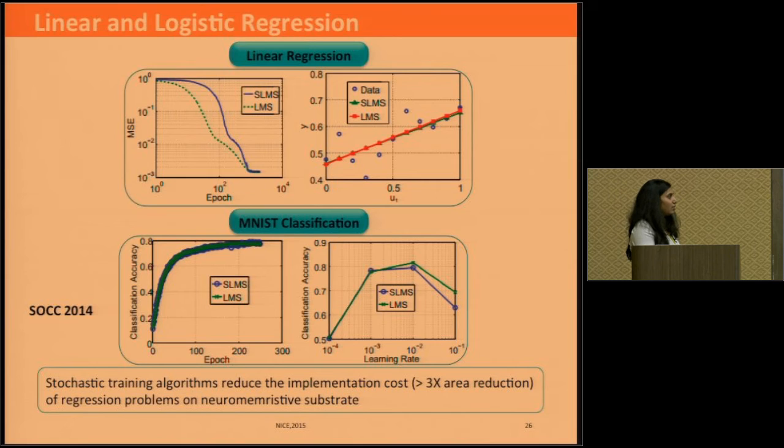So the advantage of exploiting this stochasticity is not only that you are using the inherent device characteristics to your advantage, but also it reduces the overall implementation cost in terms of area. So in here we have about 3x reduction in area when we are using the stochastic implementation, particularly because multiplication is very expensive when we are trying to implement in hardware. So using the stochastic version really gave us advantage in reducing that.